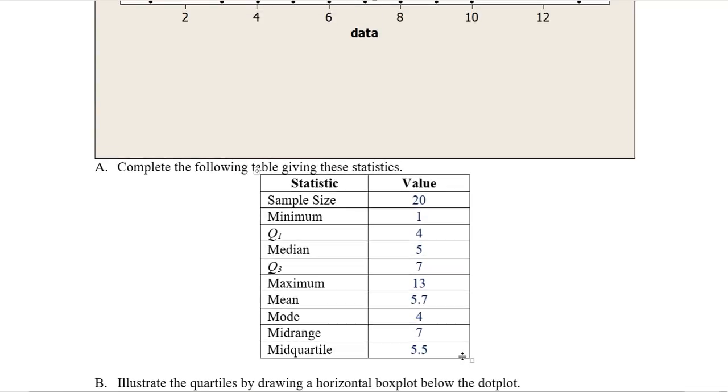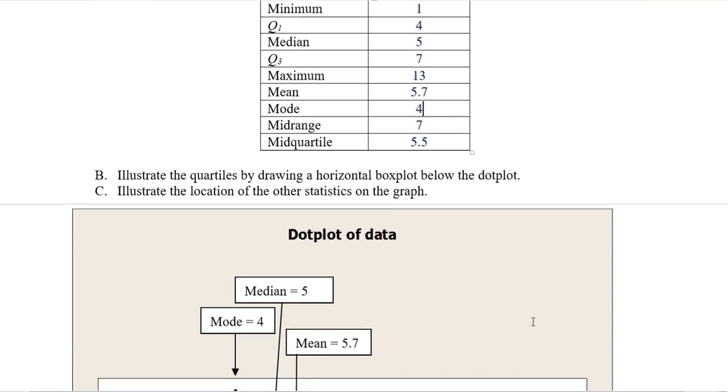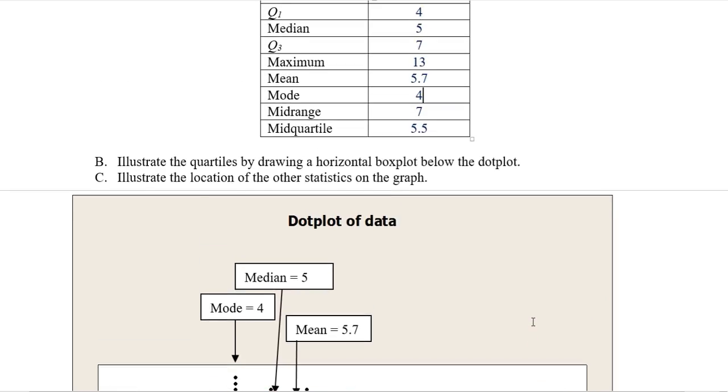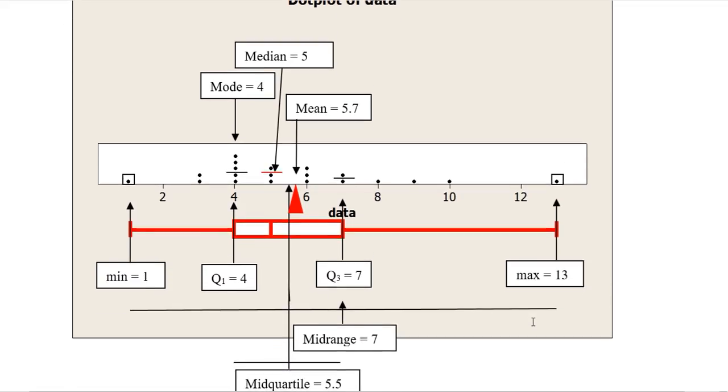Now, illustrate the quartiles by drawing a horizontal box plot using the same scale. In fact, let's just do it right here on the data. So if you could actually reproduce this on a piece of graph paper, then what I'd like you to do is to either right below or right above make the actual box and whiskers plot. See if you can do that now. Okay, and then illustrate the location of the other statistics on the graph as well. So here they all are.